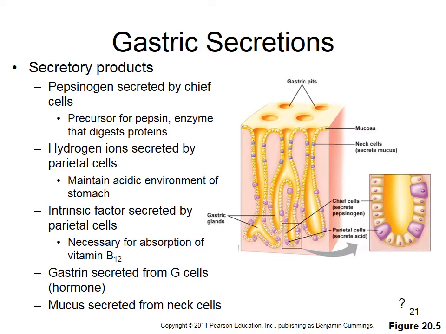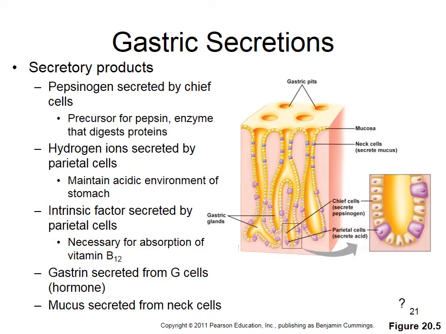You've got neck cells, which are towards the top, and they're the ones that secrete the mucus that is protecting your stomach lining. Okay, and then we have chief cells, and we've got parietal cells. So the parietal cells are the purple ones. The chief cells are the off-white ones. Take-home message: we have way more chief cells than parietal cells.